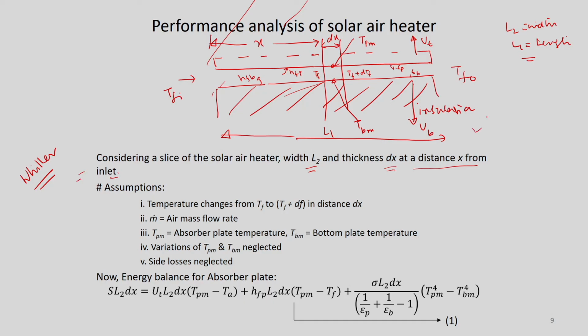So, before we derive the expression for QU, we need to assume some of the parameters like the temperature changes from TF to TF plus dTF in the section dx, m is the air mass flow rate, okay, which is constant, and Tpm is the absorber plate temperature, and Tbm is the bottom plate temperature, and the variation of Tpm and Tbm is neglected, okay, and side losses are neglected, okay, and also we will learn at what condition we can cancel UB, okay.